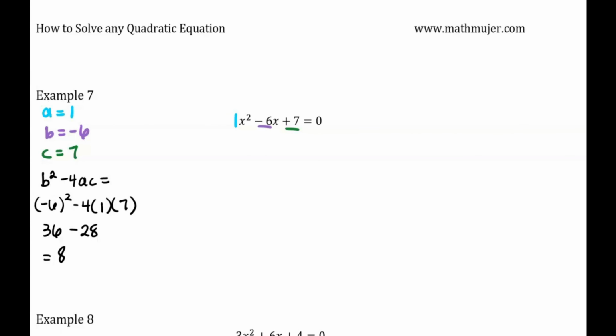Anyway, we get 8, and that is not a positive perfect square. It is positive, but it is not a perfect square.